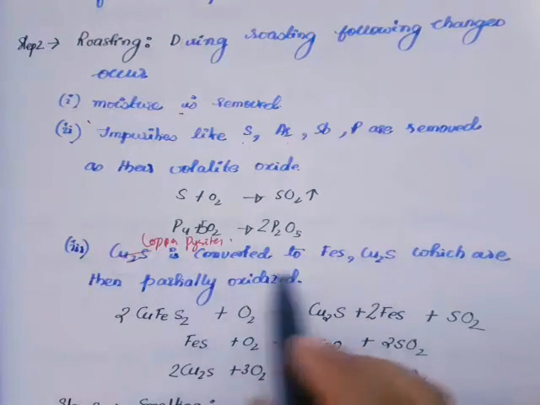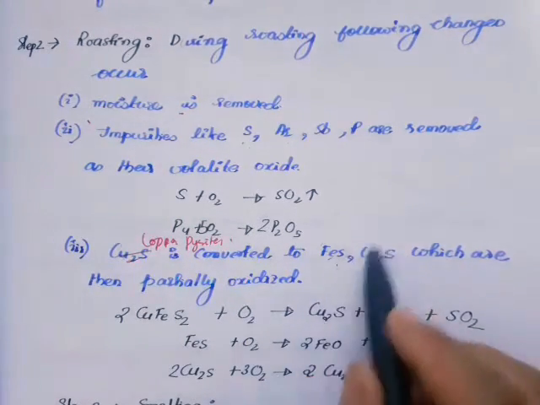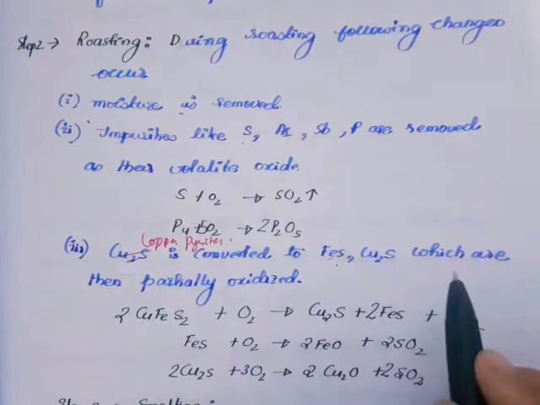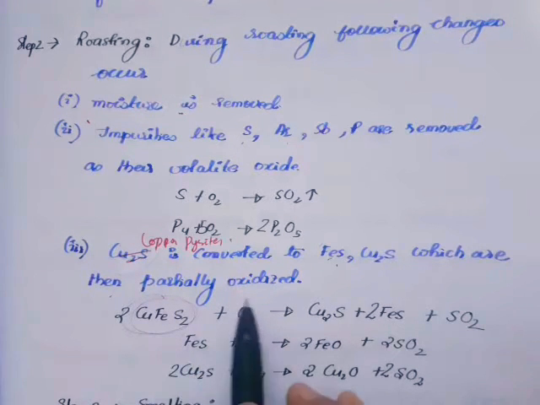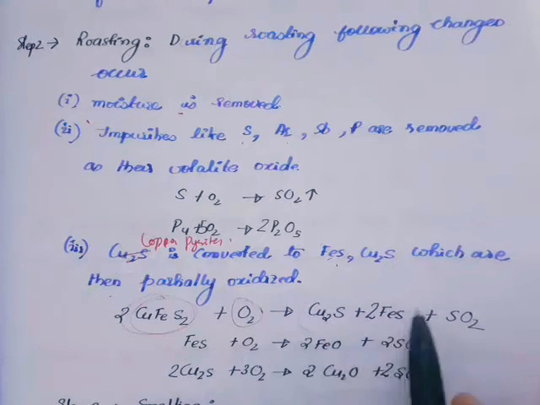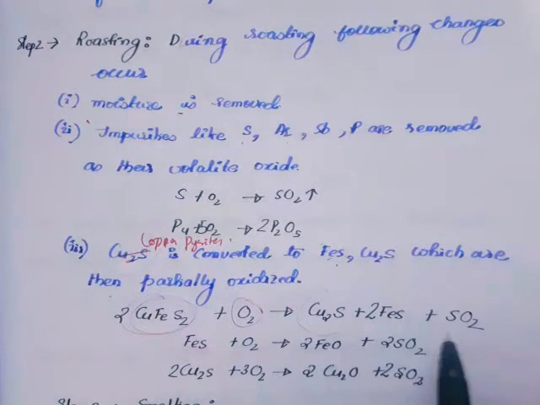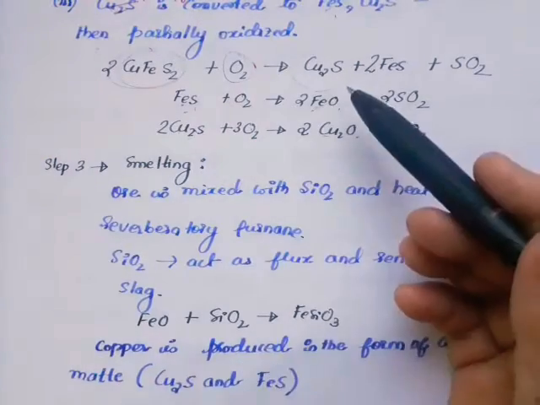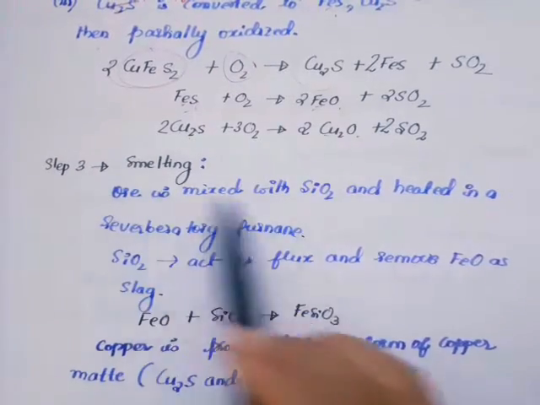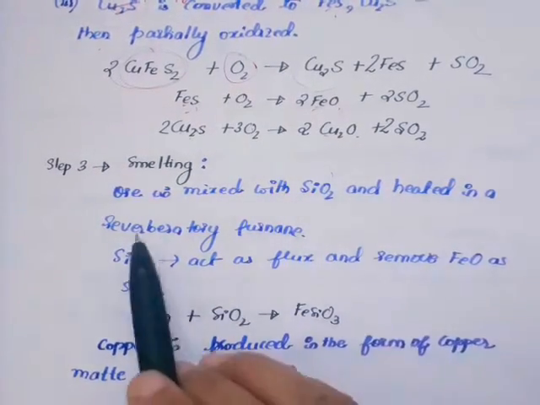So copper pyrites is converted to ferrous sulfide and cuprous sulfide. Cu2S is cuprous sulfide, which is then partially oxidized. This copper pyrites on roasting gives cuprous sulfide and ferrous sulfide with sulfur dioxide. Now this ferrous sulfide and cuprous sulfide will partially oxidize, not all but partially, to ferrous oxide and cuprous oxide.